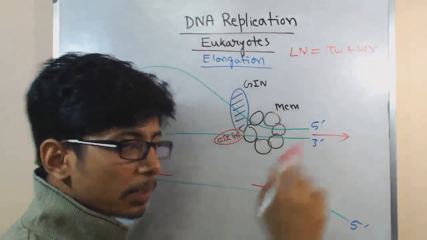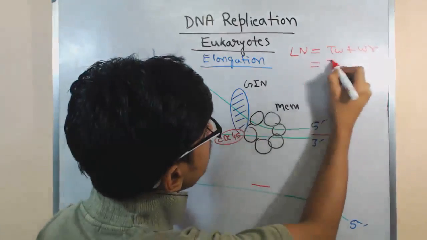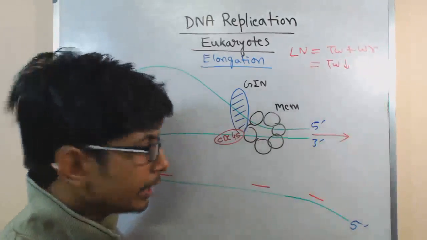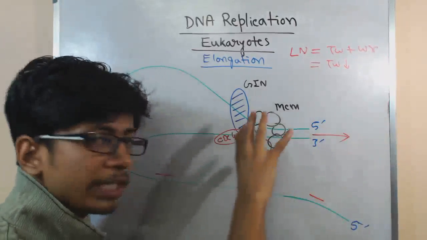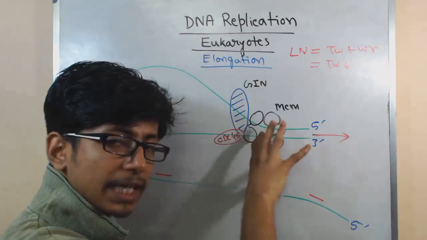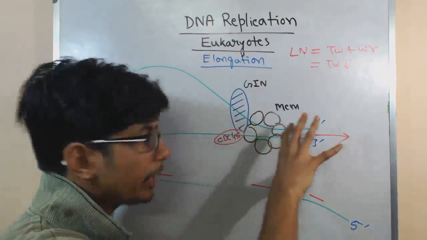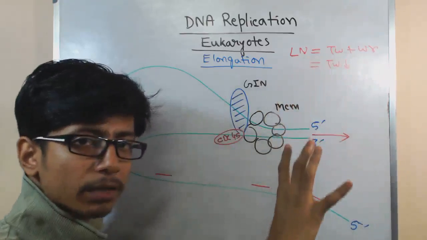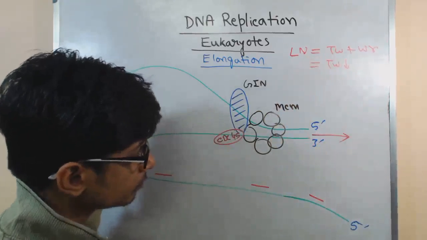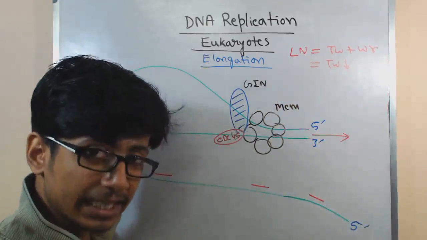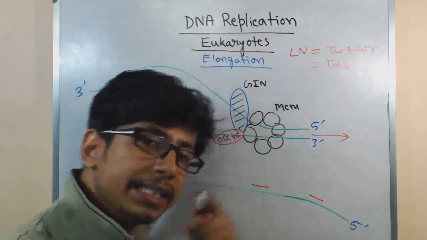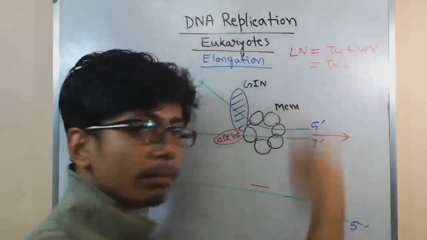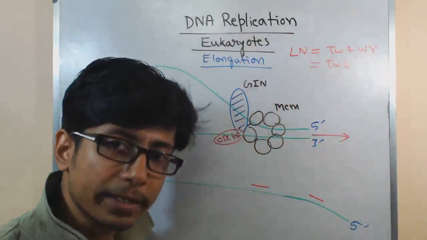Twist equals twist plus rise. So what is happening here is that this twist number is decreasing due to the melting of the DNA in this forward direction. So whatever DNA segment is downstream of this melting complex is going to have a lower twist number. To compensate for that, it creates a tension in the DNA. To compensate, the DNA increases its writhe number to keep the linking number constant.